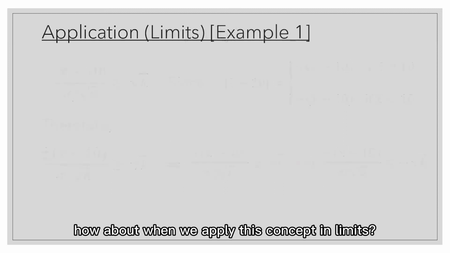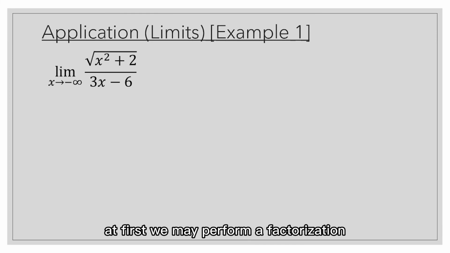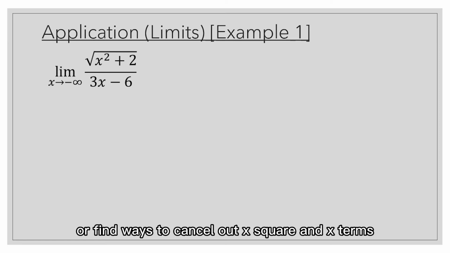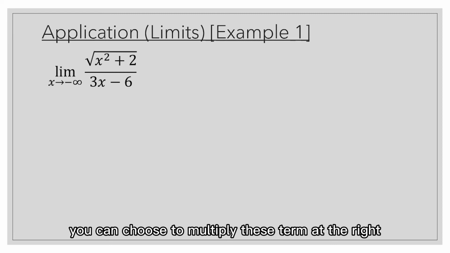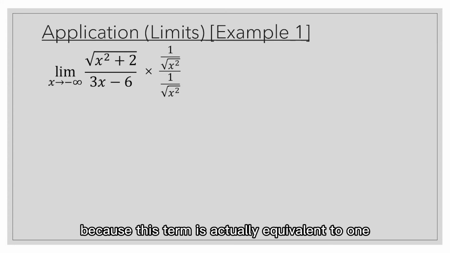How about when we apply this concept in limits? How to do this question? This question is a limit to infinity question. At first, we may perform a factorization, or find ways to cancel out x squared and x terms. You can choose to multiply these terms at the right, 1 over square root of x squared divided by 1 over square root of x squared. You can do this because this term is actually equivalent to 1.